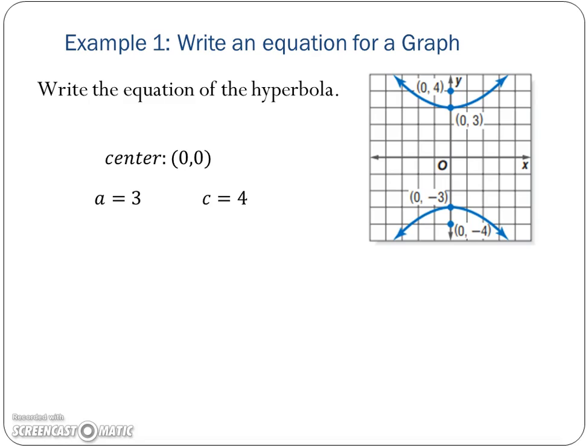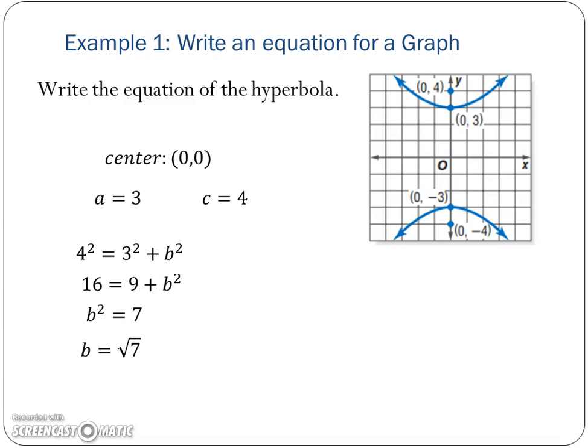So we're going to do c squared equals a squared plus b squared. So 4 squared equals 3 squared plus b squared. 3 squared is 9. 4 squared is 16. 16 minus 9 gives us 7. So b equals the square root of 7.